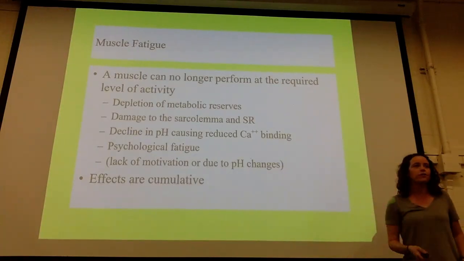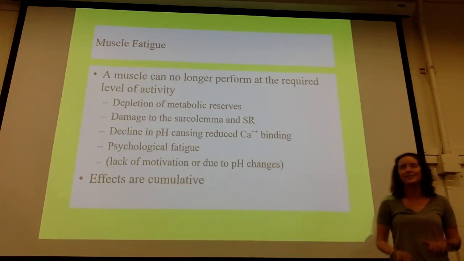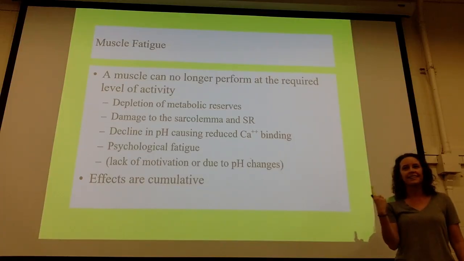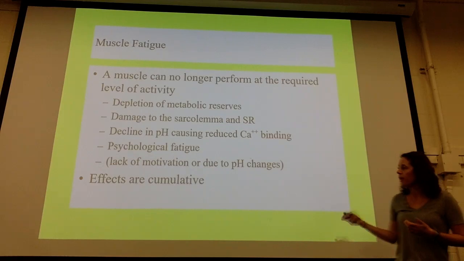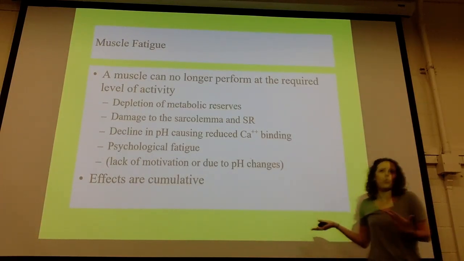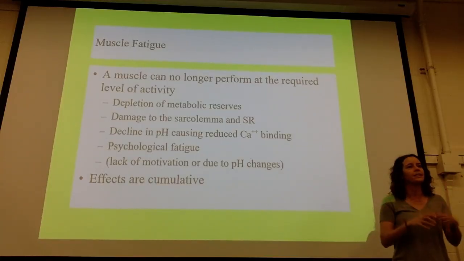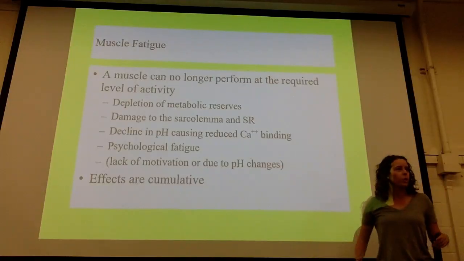And then psychological fatigue. I know that I've definitely felt this one. For some reason, I decided to run a half marathon years ago. And at some point, when you're just running forever and you're thinking, oh my gosh, everything hurts, why am I doing this? Psychological fatigue. Like, I really want to stop. And that's definitely a component. And the effects just accumulate. They build on top of each other. It's not just one thing. It's usually several things put together. And then we get that feeling that we have to stop.